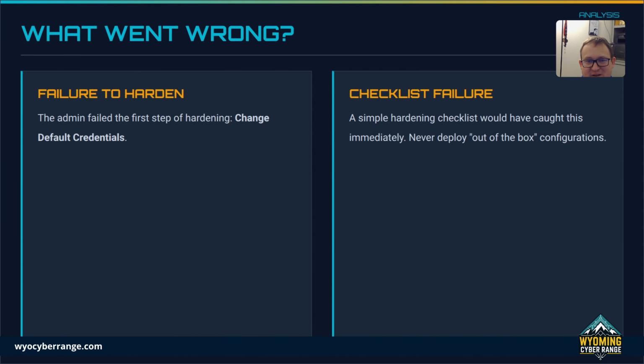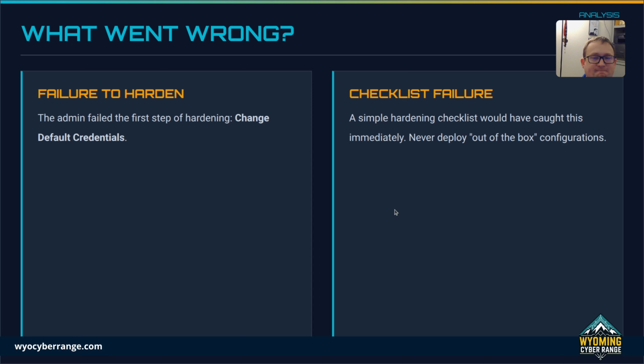So what was the main failure here? Well, they didn't harden. The very first step of hardening is to change default credentials. It was a checklist failure; a simple hardening checklist would have caught this immediately. Never ever deploy an out-of-the-box configuration to a live network.